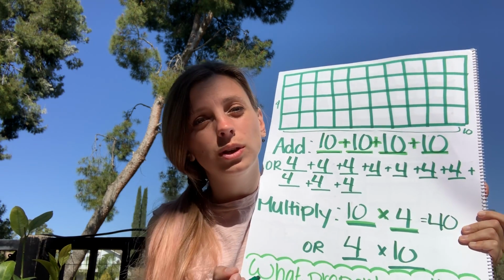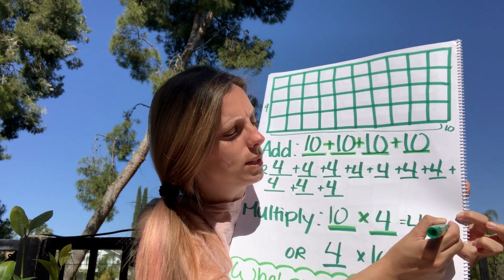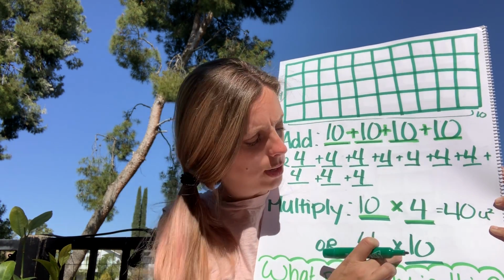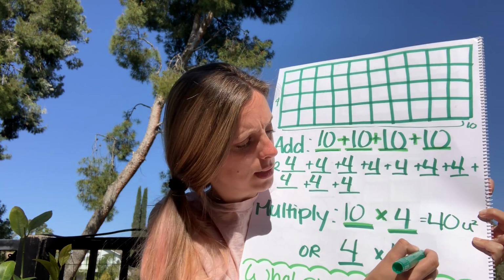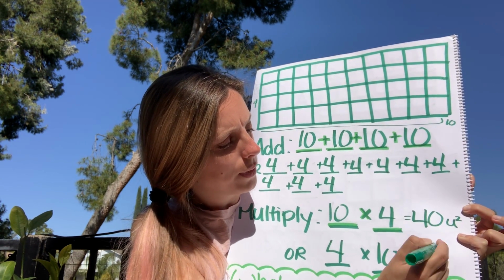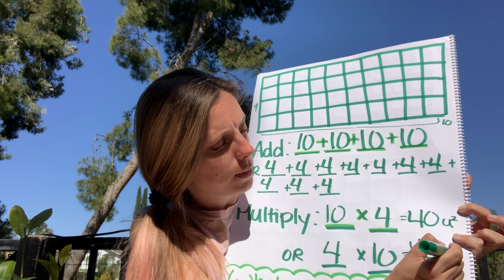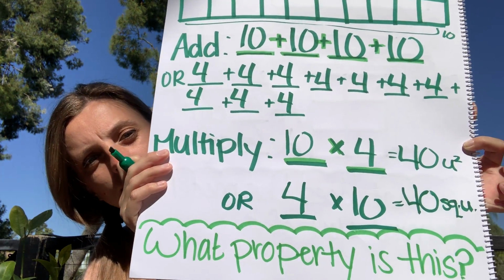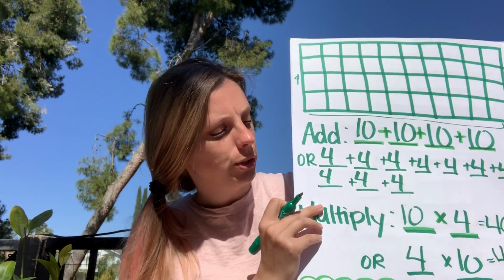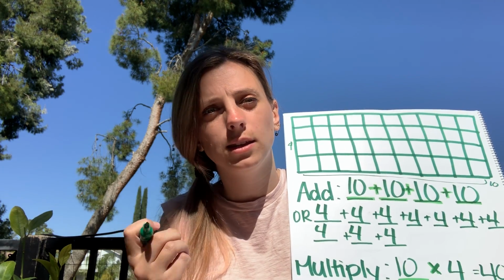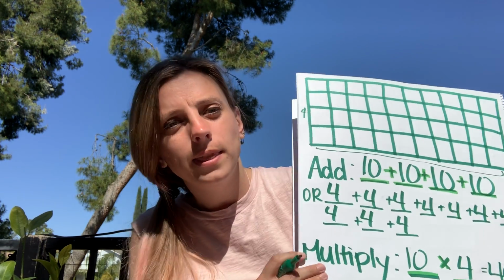And I didn't give you units here, so you would just write units squared or square units, all right? And if I counted by 4 10 times, I would also find that I have 40 square units or units squared, all right? So I have another question for you today before I end this lesson. This one you don't have to record, but again, it's a great idea to turn and talk to somebody about this.